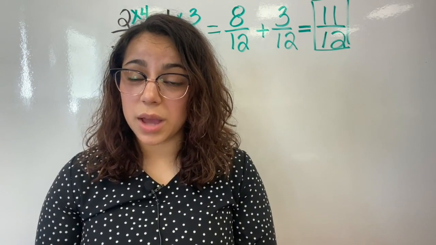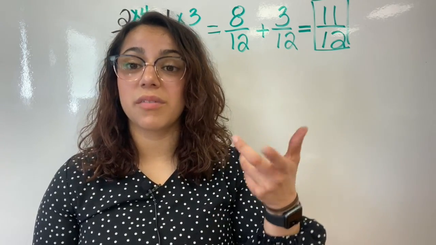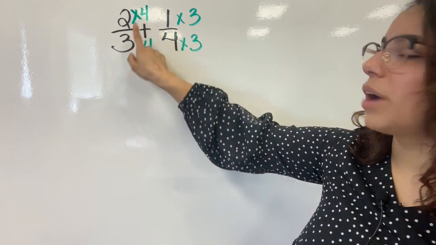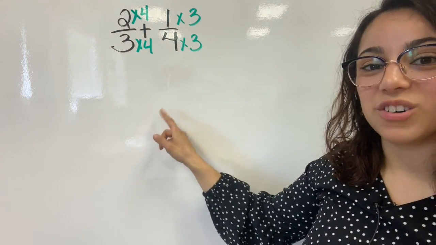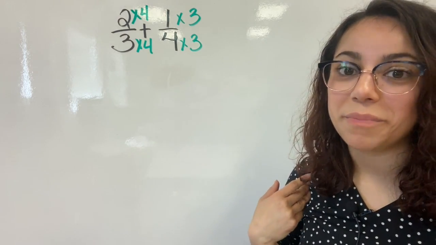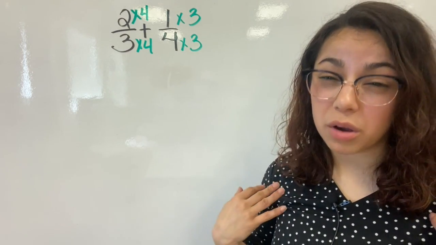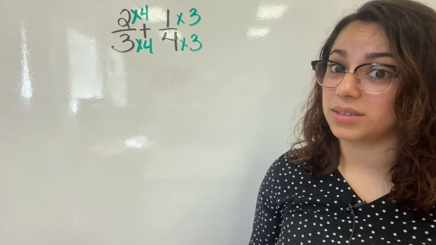And that's why I multiply on the top and the bottom. Y es por eso que voy a multiplicar por arriba y por abajo. I like to write it on the top and the bottom. Me gusta escribirlo arriba y abajo. So that way I don't get confused. Para que yo no me confunda. And if I get confused, si yo me confundo, the kids are going to get more confused. Los niños se van a confundir más.